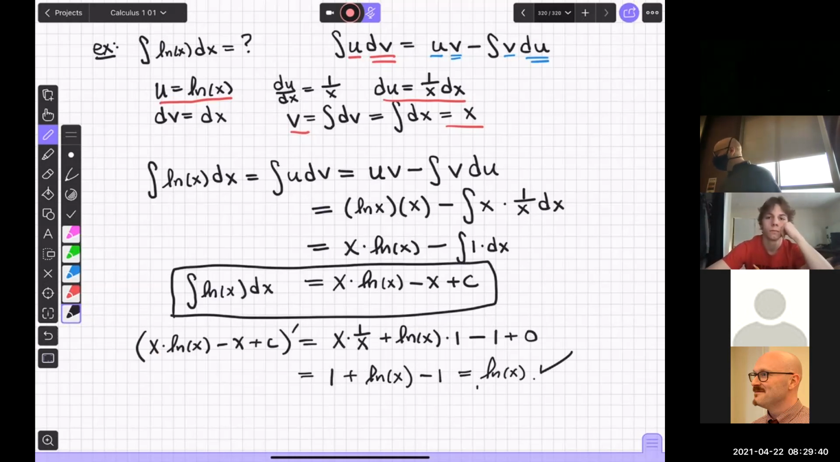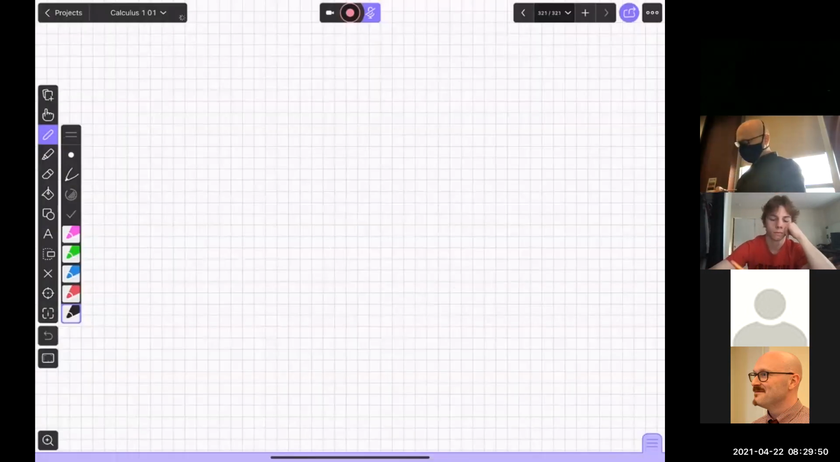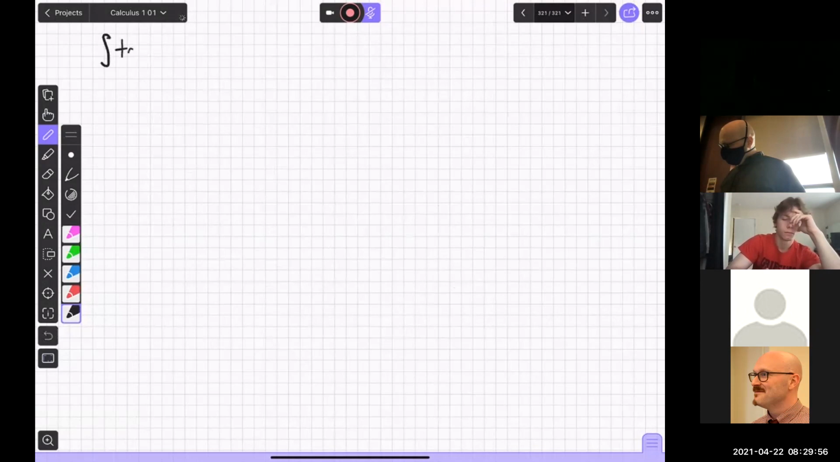Are we ready for another example? Let's do another example. Okay, so inverse tangent. I don't think we've ever found the antiderivative of this before. I'm fairly certain we haven't, because I don't think we could have. Okay, so let's see if we can figure out how to do it.